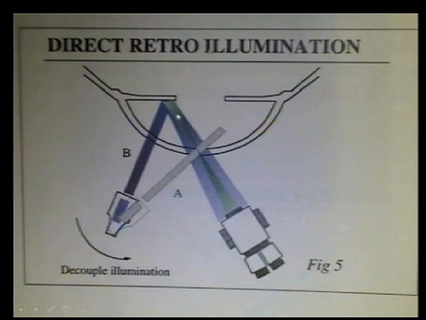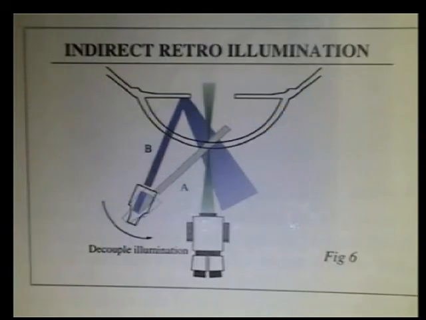We might do this if we wanted to see how opaque something was. This is a great way to look at deposits on a contact lens to see if they're really opaque or kind of translucent. Indirect retro-illumination means that you're redirecting, it's bouncing off the iris, but you're looking a little bit off center from where the beam is passing through. And this is how you would look for things like microcysts that I showed you earlier.